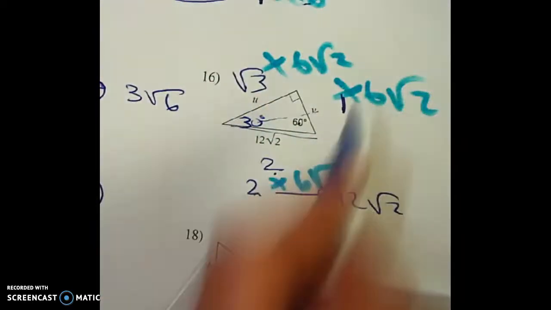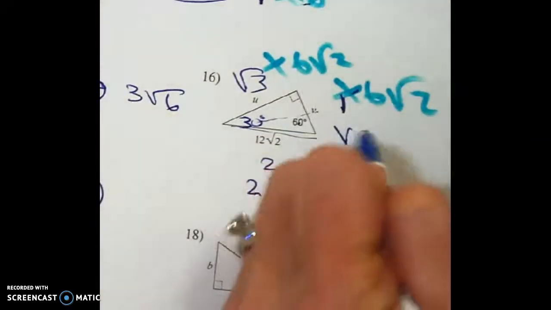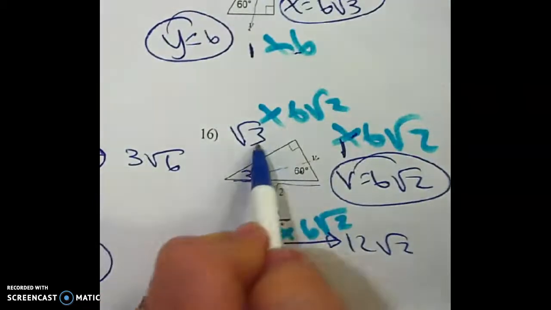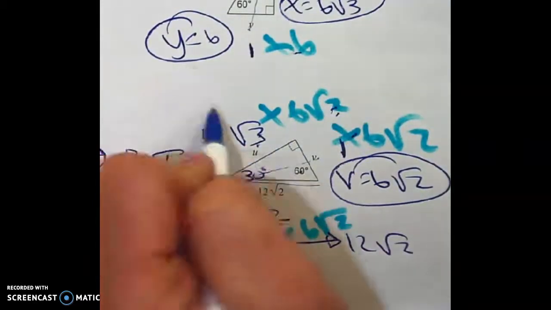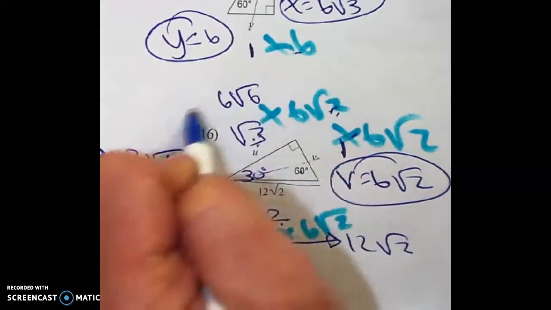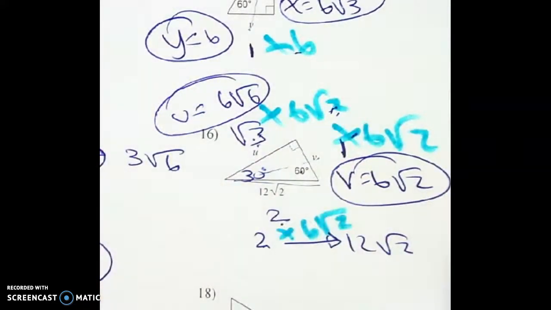All right, 1 times 6 rad 2 is 6 rad 2. These are both square roots, multiply them. So square root of 3 times the square root of 2 is the square root of 6, and then there's a 6. That's my u.